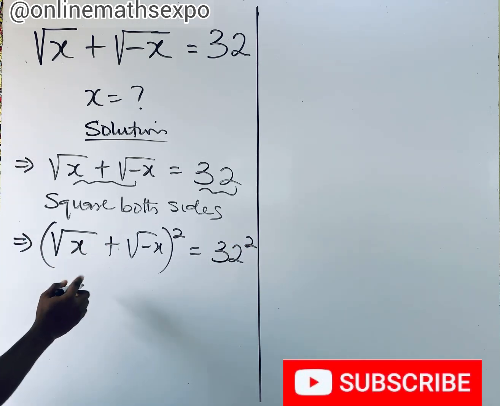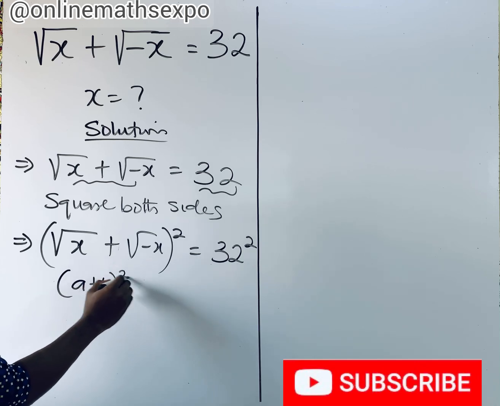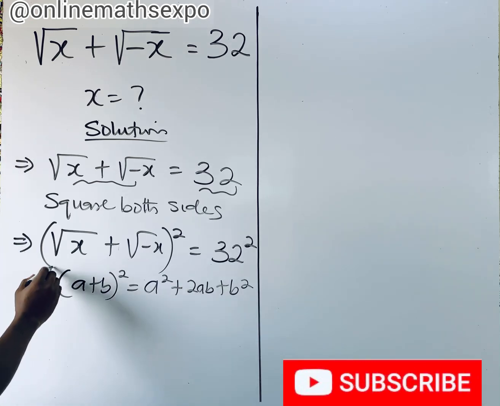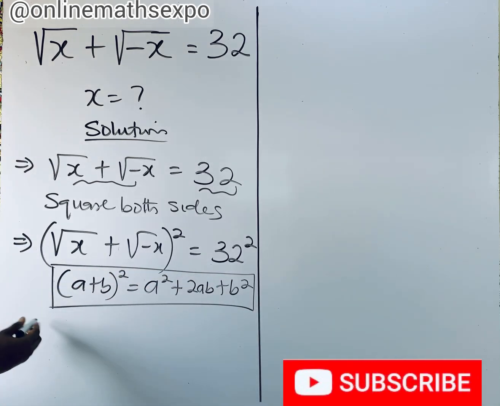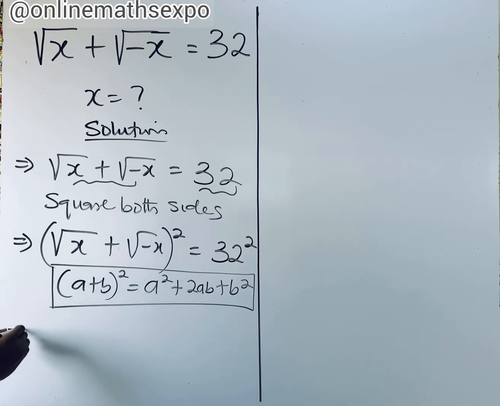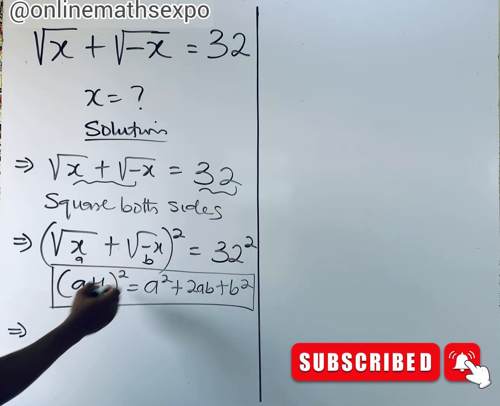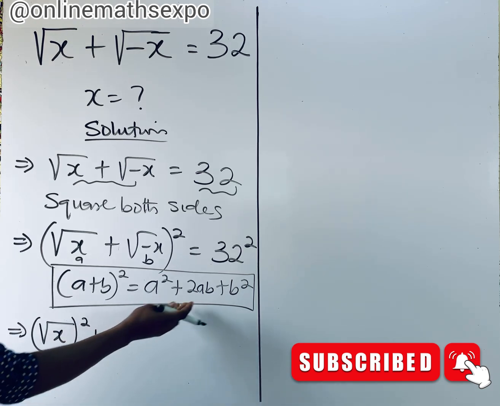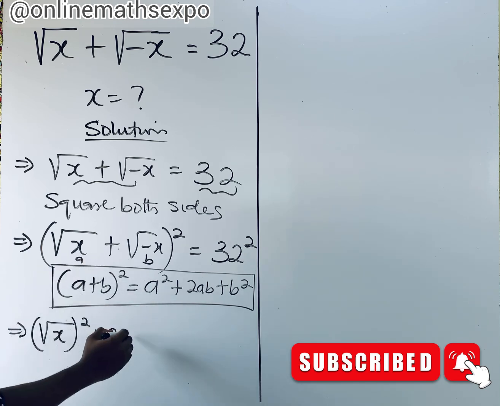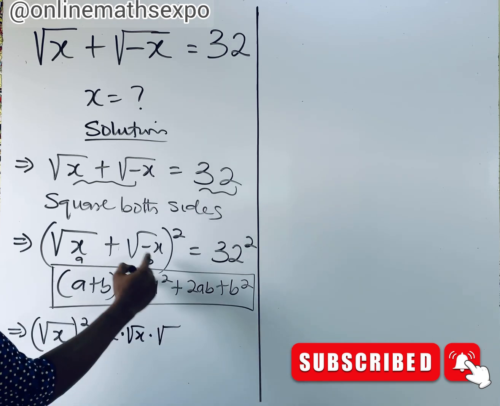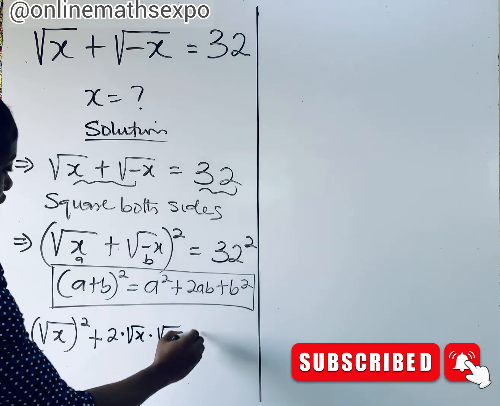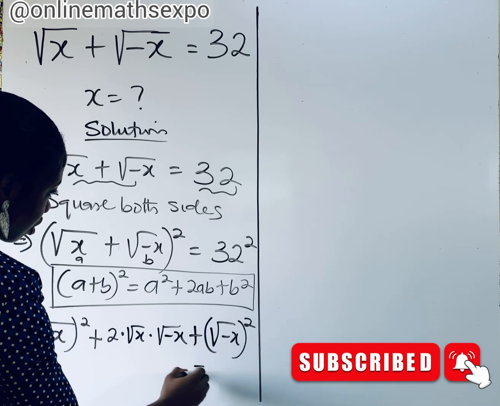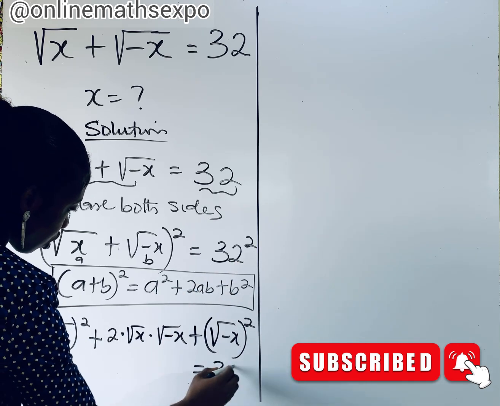Now remember that for every a plus b raised to power 2, it is a squared plus 2ab plus b squared. Now this is going to be our guide. So to expand the left side, this is our a and this is b. So we are going to have root of x raised to power of 2, plus 2, we multiply root x by root of negative x, then plus our b, root of negative x, squared, and everything is equal to 32 raised to the power of 2.